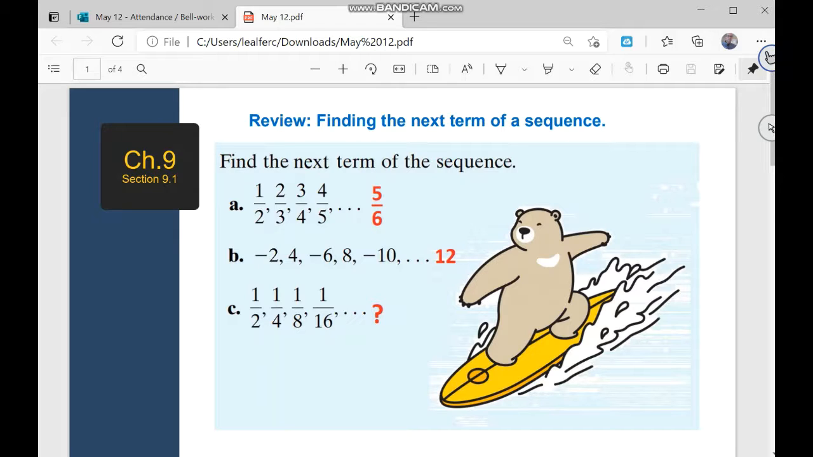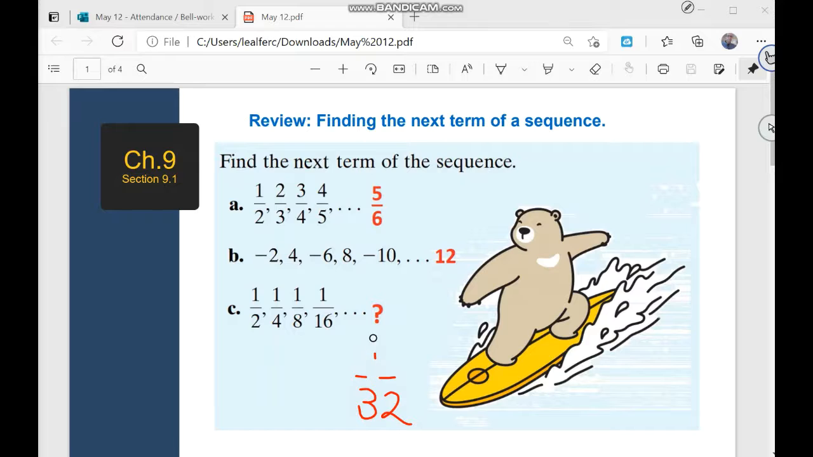What about the sequence from letter C? On example C, we have 1 over 2, 1 over 4, 1 over 8, 1 over 16. What will be the next number of this sequence? It's missing. Can you see? I need your help. Tell me what's going to be the next number of that sequence. And yes, I think 1 over 32 makes a lot of sense.